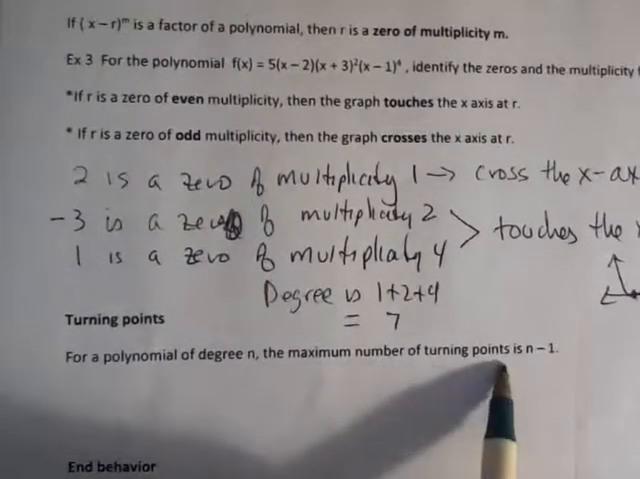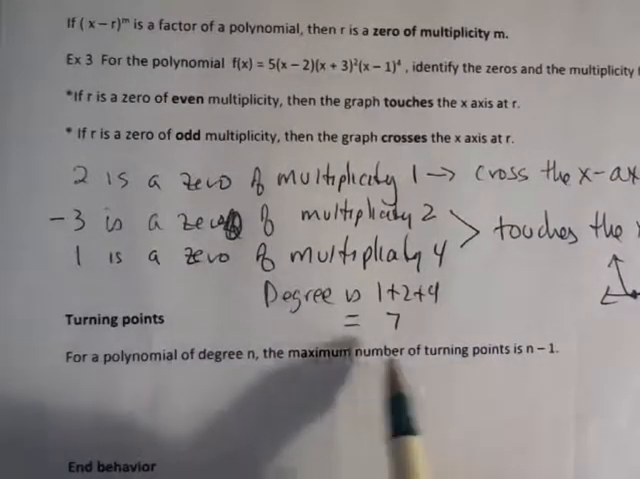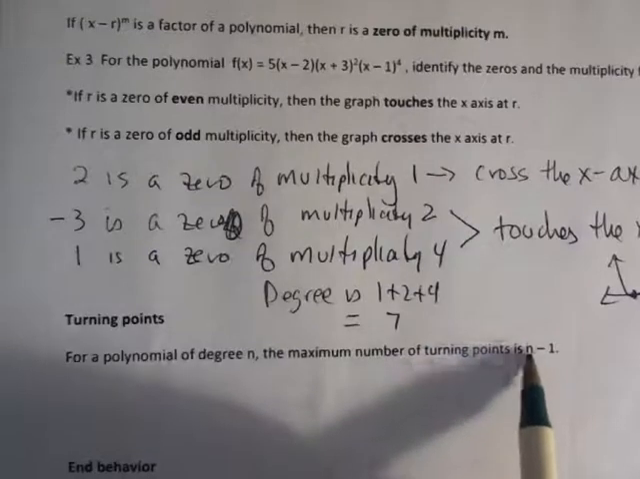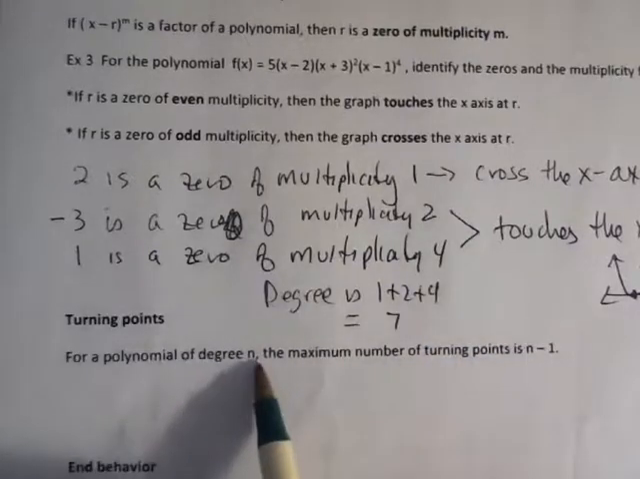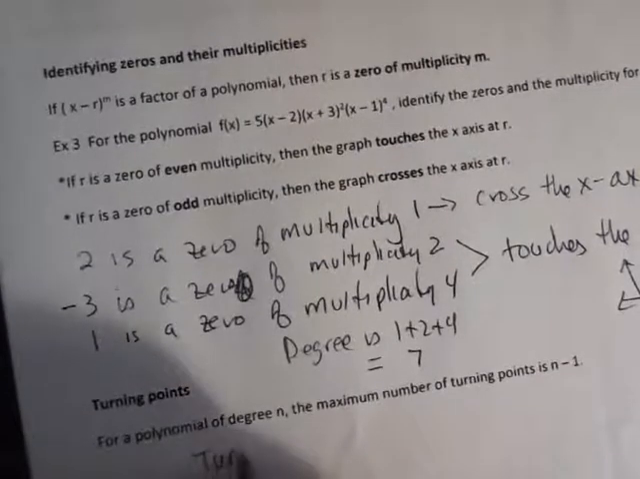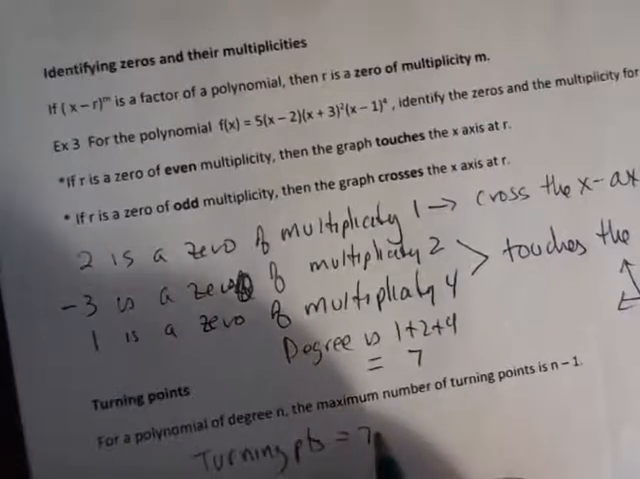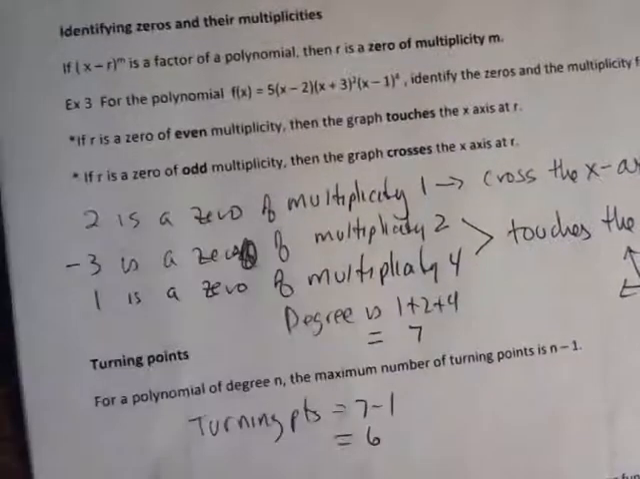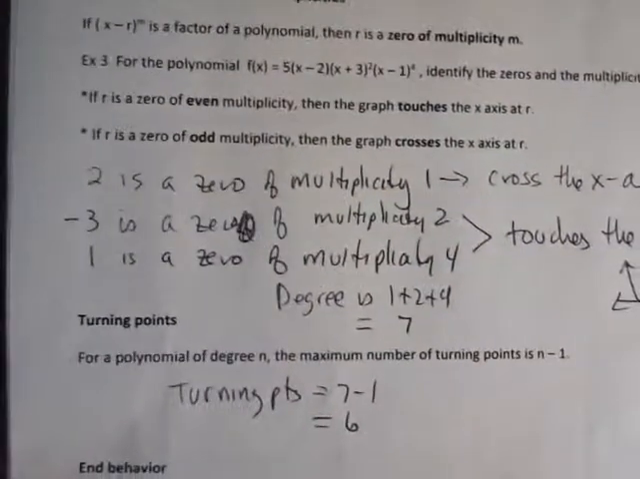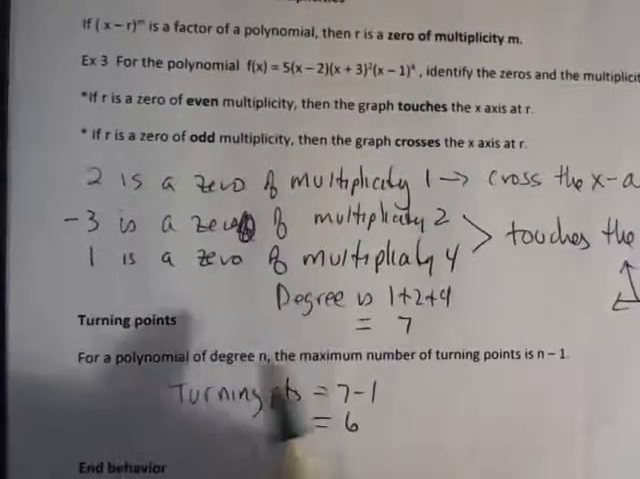For one thing is the turning points. Now, this does not mean this is how many times it's going to turn. This just tells me the maximum number of turning points is n minus 1, where n is the degree. So for this one, my turning points is 7 minus 1, which is 6. That's your turning points. That's not your degree. Remember, your degree is the 7.